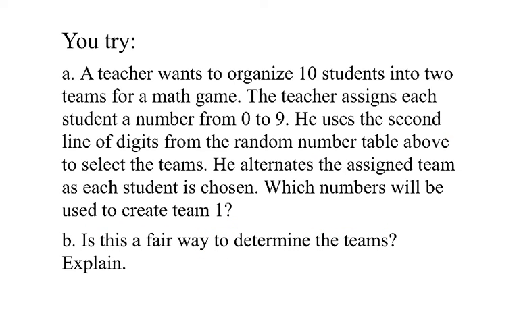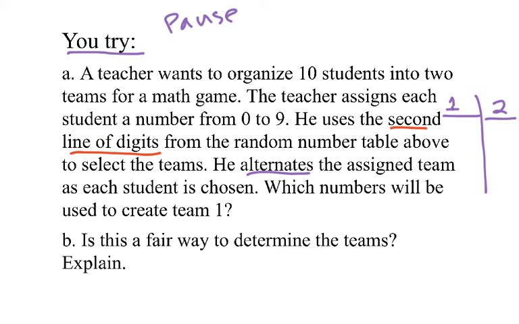So I want you to try the You Try here. So go ahead and pause the video. Now read the prompt. It's asking that they alternate assigning teams. So you'll have team 1 and team 2. So the first person will go on team 1, the second one will go on team 2. And he's going to use the second line of digits from the number table. So go ahead and pause this, try it, see if you can get it.